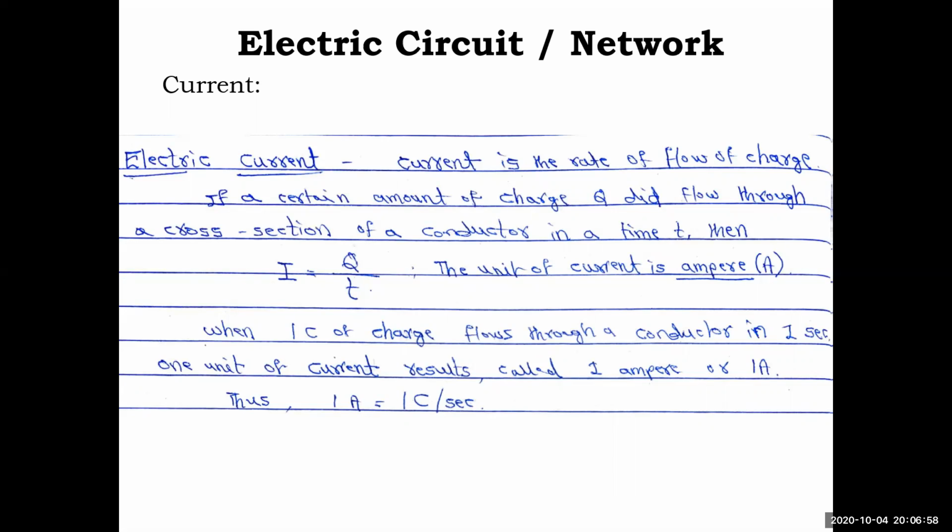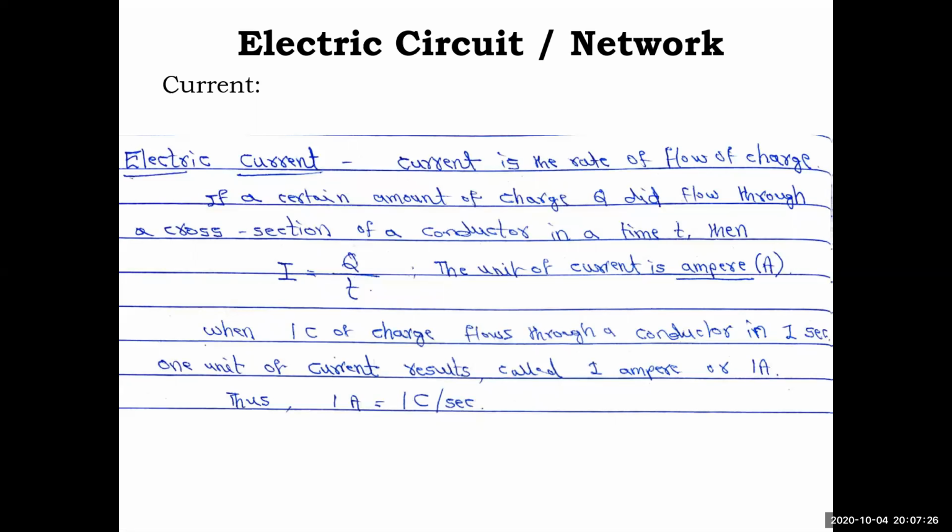So current is nothing but the rate of flow of charge. If a certain amount of charge Q flows through a cross section of a conductor in a time t, then current is defined as Q by t. If you take a copper wire and pass a charge, the charge will be flowing and there is a time involved. That ratio we call the current.